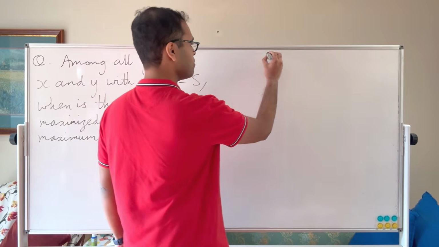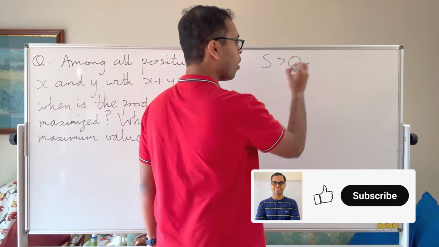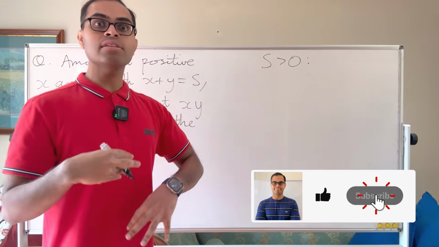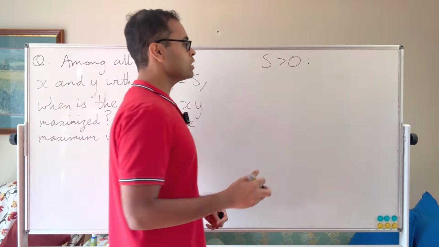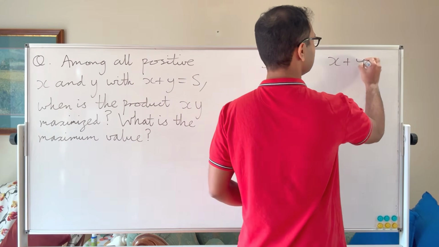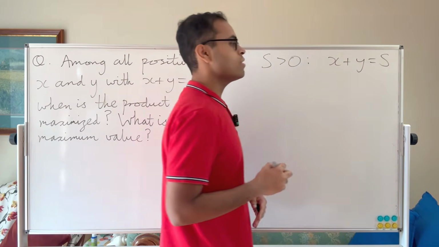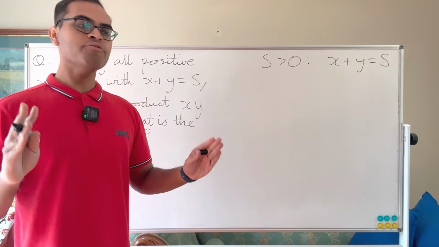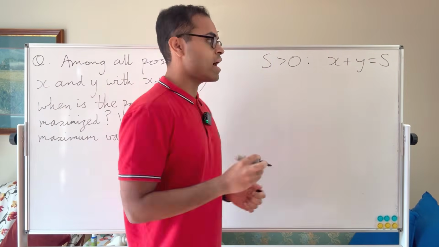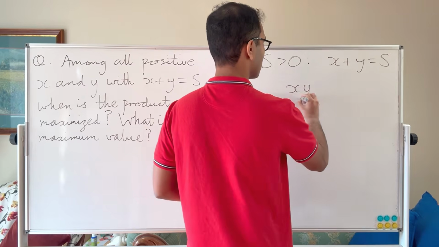So we've got a positive number s, and we're looking at all the positive numbers x and y. These are real numbers. They need not be integers or whole numbers, but x plus y is equal to s. Okay, all of the possibilities where x plus y equals s, and we want to figure out when the product x times y is maximized. So we're interested in the product x times y.